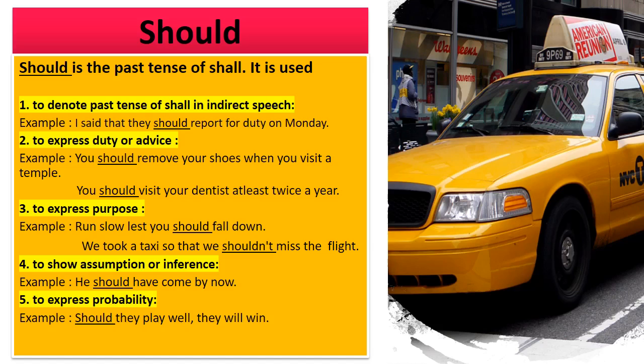To show assumption or inference. For example, he should have come by now. हम assume कर रहे हैं कि अब तक उसे आ जाना चाहिए, वो आ चुका होगा. To express probability, for example, should they play well, they will win. अगर वो अच्छे से खेलेंगे तो जीत जाएंगे.